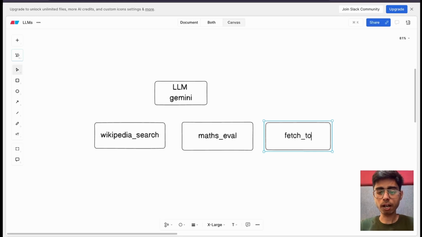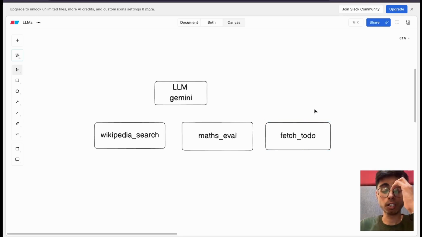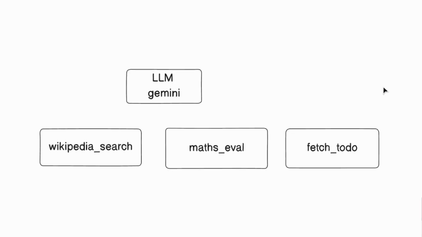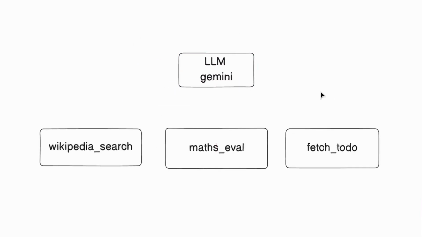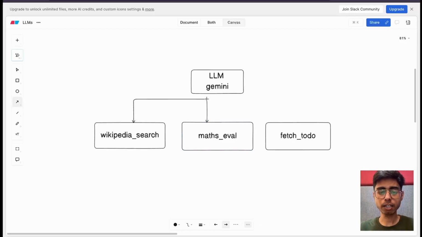So that's the fetch to-do tool, and for this we are going to use dummy to-dos. I'll show you which dummy API we are going to use to build this fetch to-do tool. Okay, so we are going to have these three tools, and then we have this intelligence layer, and then we will have the user input prompt, and based on the availability of these tools, you can get the answer. Okay, so now let's go ahead and create these three tools first of all, and then we are going to create the chat class, and then finally the ReAct agent class.